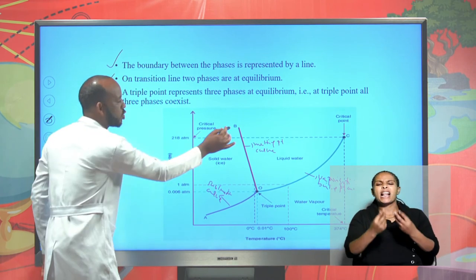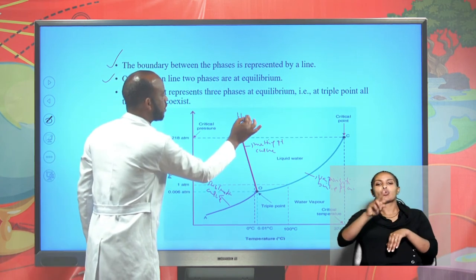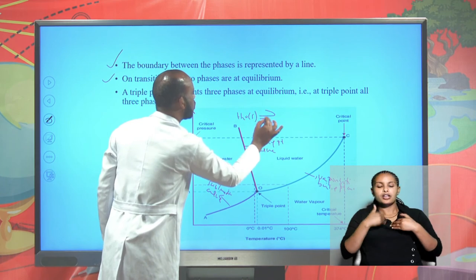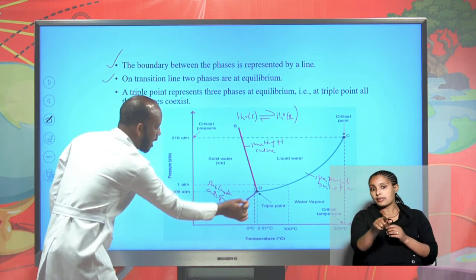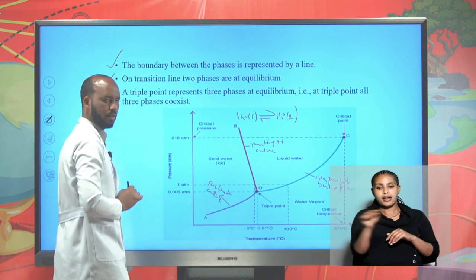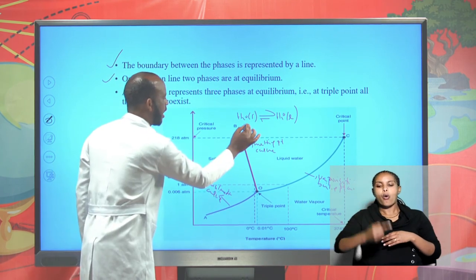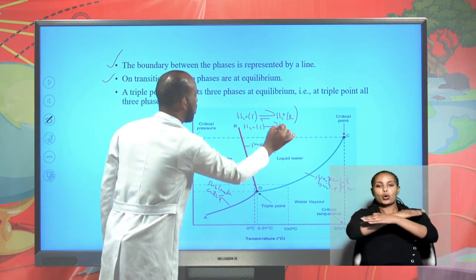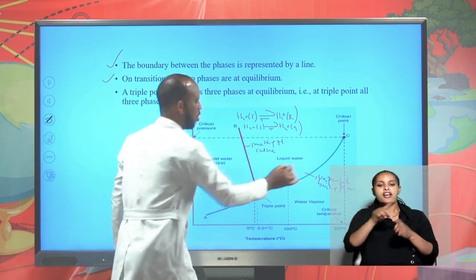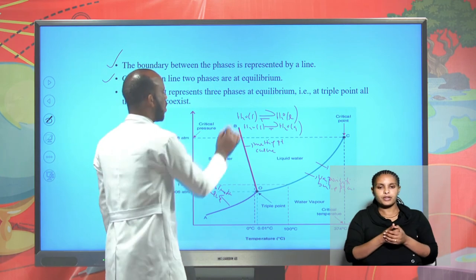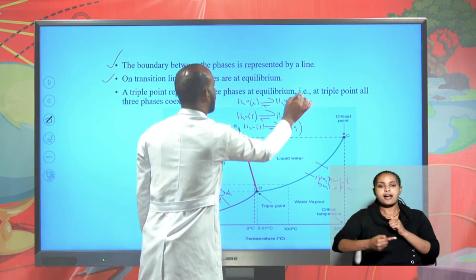On the melting point curve, on this line, water solid, H2O solid, ice, is in equilibrium with water liquid, H2O liquid. On the sublimation curve, on this line, water solid, ice, is in equilibrium with H2O gas, water in gaseous state. On the vaporization curve, water liquid, H2O liquid, is in equilibrium with water gas, H2O gas.